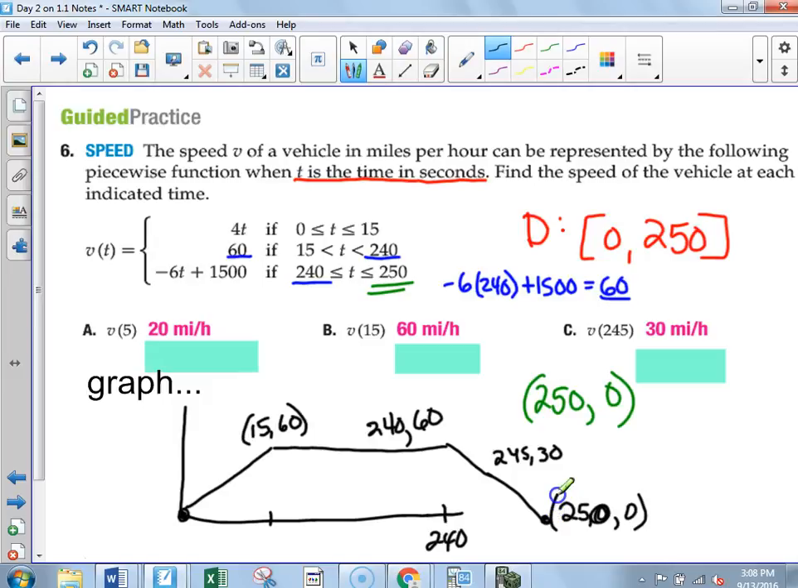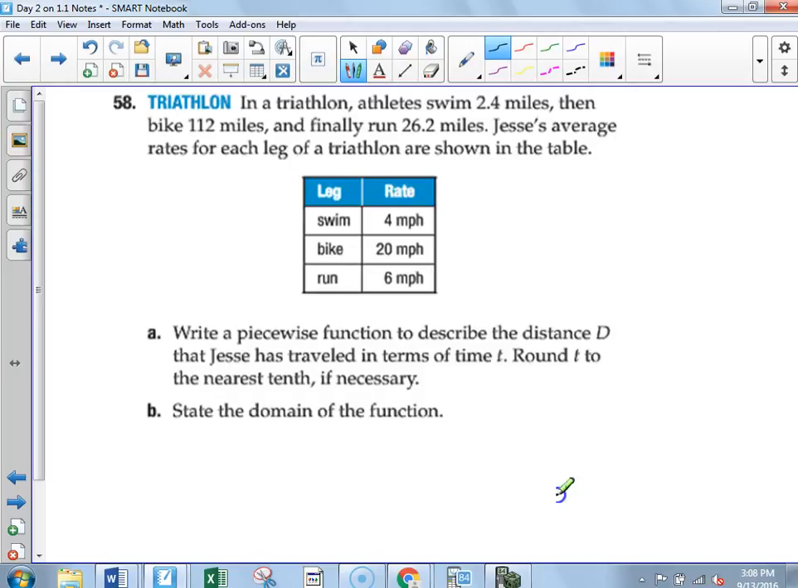Okay? I want to tie that together because we're going to do the same thing. This question does not talk about only speed and time. It actually talks about distance covered. It says, in a triathlon, athletes swim 2.4 miles, then bike 112 miles, and finally run 26.2 miles, and then they drop dead. Yikes. Jesse's average rate for each leg of the triathlon is shown. So his rate for swimming is 4 miles an hour, for biking is 20 miles an hour, and running is 6 miles an hour. We have to write a piecewise function that shows his distance covered, okay?